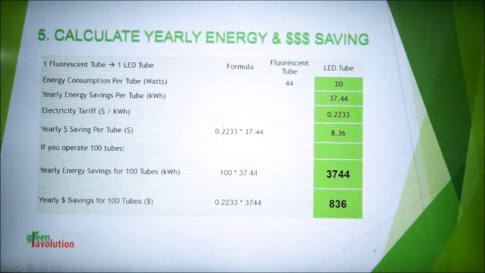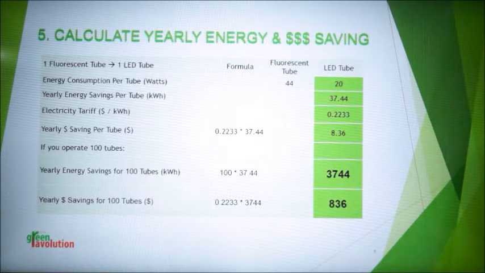Now this is the final step. We put it all together, so I've summarized the key points in this table. The example we used is switching from a fluorescent tube to an LED tube, from 44 watts to 20 watts. So we know the saving is 24 watts of energy. So we calculate the yearly savings. We found that to be 37.44 kilowatt hour. Based on the electricity tariff, we now have determined that the total dollar savings is $8.36 per tube per year.